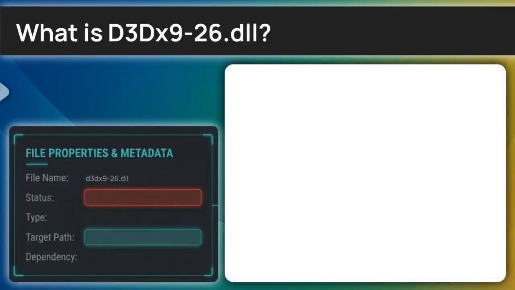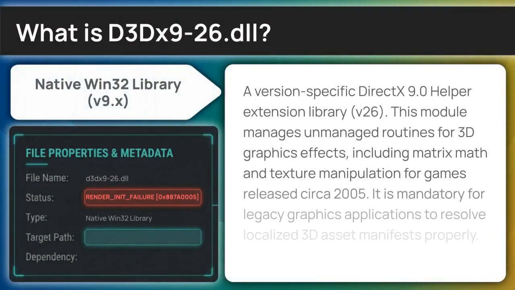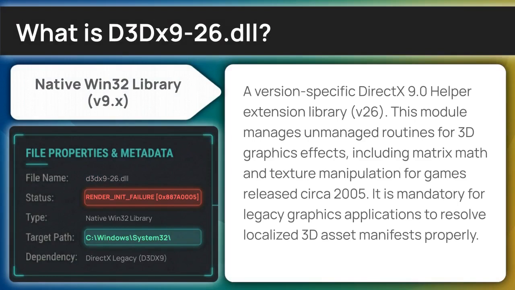This is the d3dx926, a version-specific DirectX 9.0 helper extension library, v26. This module manages unmanaged routines for 3D graphics effects, including matrix math and texture manipulation for games released circa 2005. It is mandatory for legacy graphics applications to resolve localized 3D asset manifests properly.